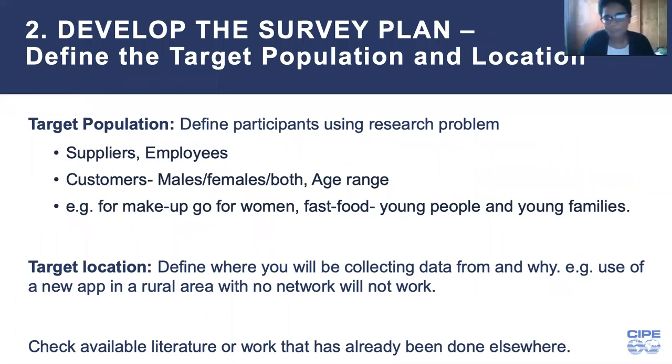Okay. So we can go on. Once you identify the research type, research design, and you know what type of data you're trying to collect, now we go into defining who you are collecting the data from and where you are collecting the data from. This needs to be also very clear.